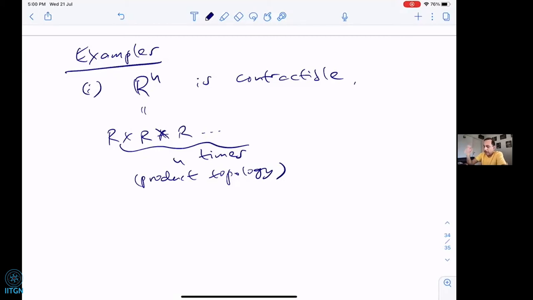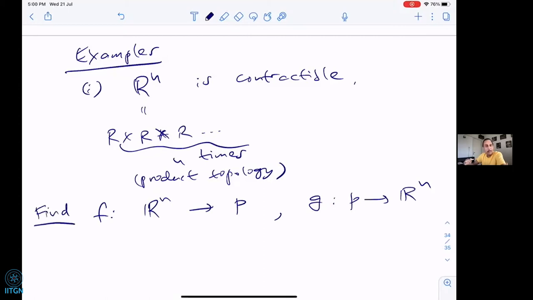Good. Now, how do I show it's contractible? Remember, contractible means same homotopy type as a point. So I need to find a map F from Rn to a point P, where P is understood to be the topological space of one point, and another map G from the point to Rn. We have to find these, they have to be continuous, and they have to satisfy some things. This is particularly nice because there's only one map from Rn to P, because the image is P. Every point just goes to the same point P. So this is obviously a constant map.